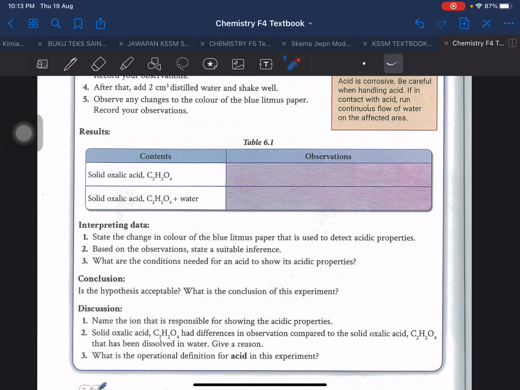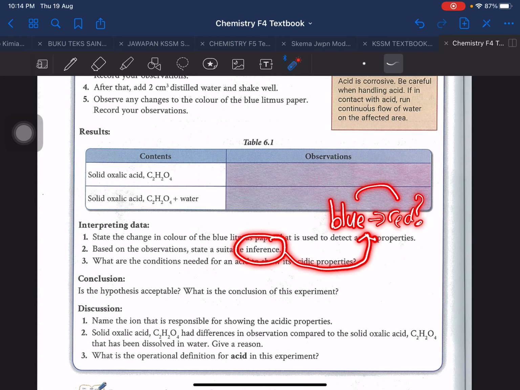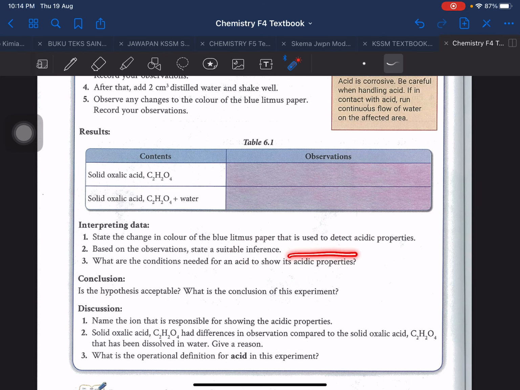Kenapa begitu? Kenapa mesti menjelaskan kenapa itu biru? Why the blue color of the litmus paper can change to red? You need to answer your observation. Inference sebenarnya adalah answer to your observation. Ingat tu inference is the answer to your observation. So you saw that the blue color changed to red kan? So why is it like that? Because there are water. There are presence of water. Okay, that is the answer.